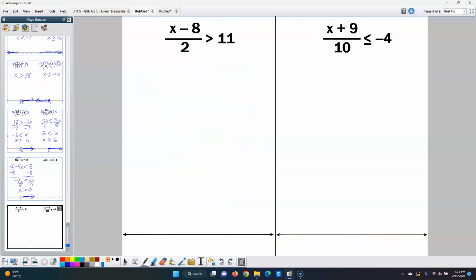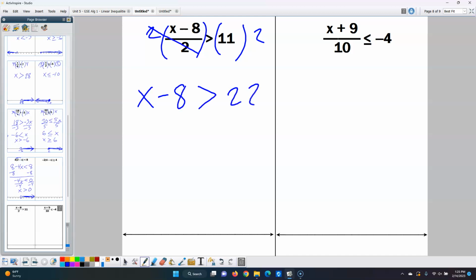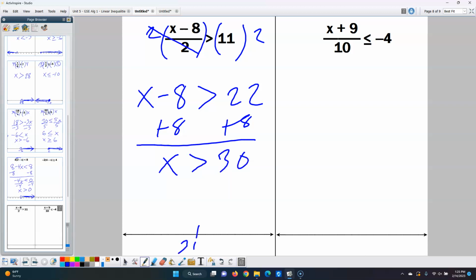All right, down here, I'm dividing by 2 on the left side. Let's multiply by 2 on both sides. So those will end up canceling. That gives me x minus 8 is greater than 22. Add 8, that is x is greater than 30. Nothing too crazy there. Open dot, going that way. Do the same thing on the other side. So if you have a closed dot.